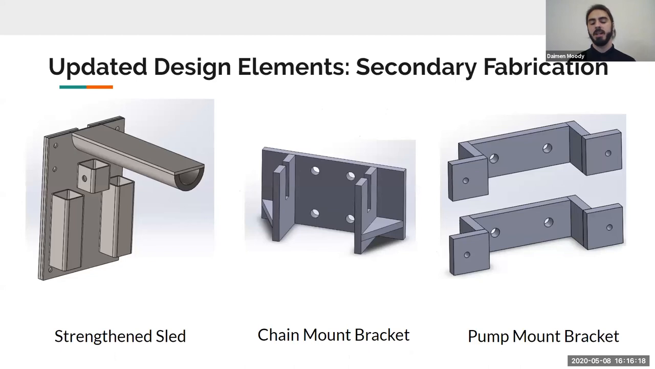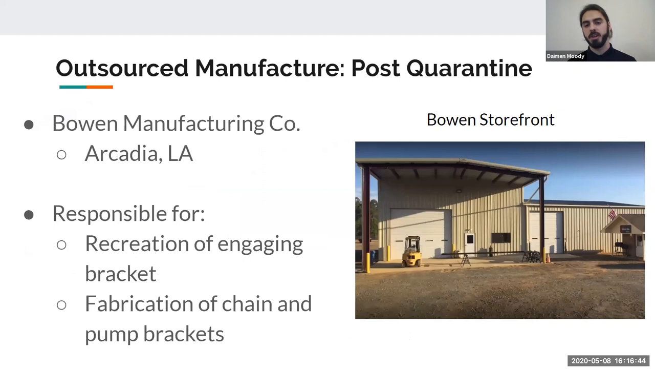Some of the updated elements that needed to take place the quarter after the quarantine: we needed to strengthen the bottom sled, the hydraulically actuated sled, because during our initial demo the plate on the front seat was apparently too thin, and we experienced some deflection there that we weren't quite liking. So we had that part redone, in addition to the creation of the chain mounting brackets and pump mounting brackets for the back of the apparatus. To perform this post-quarantine manufacturing, we went to Bowen Manufacturing Company in Arcadia. They're significantly close to our sponsor and made delivery of parts a lot easier during this time, instead of the other one being in Shreveport. They were capable of recreating that engaging bracket and fabricating those chain and pump brackets for us.